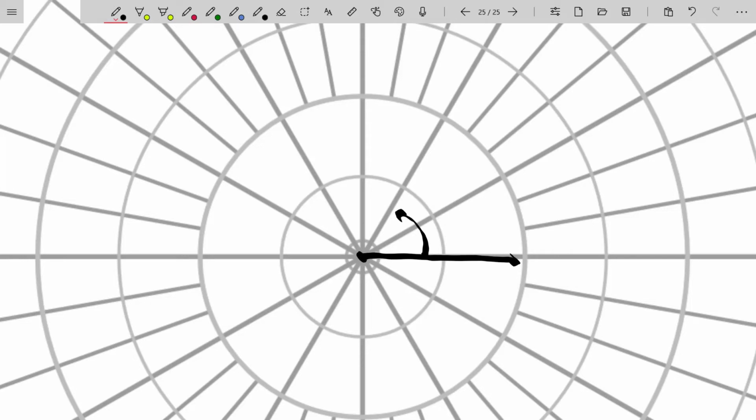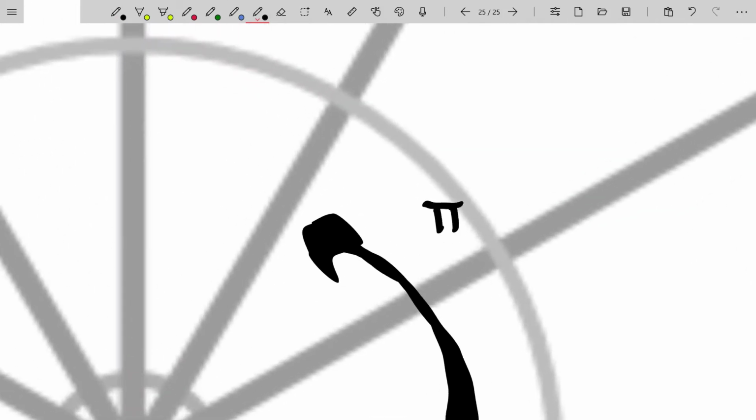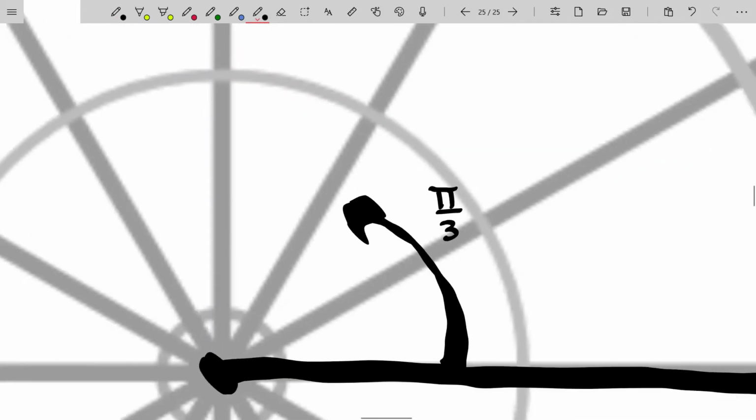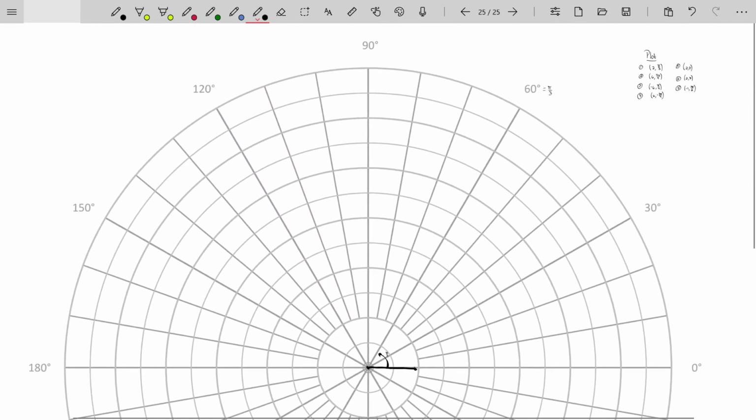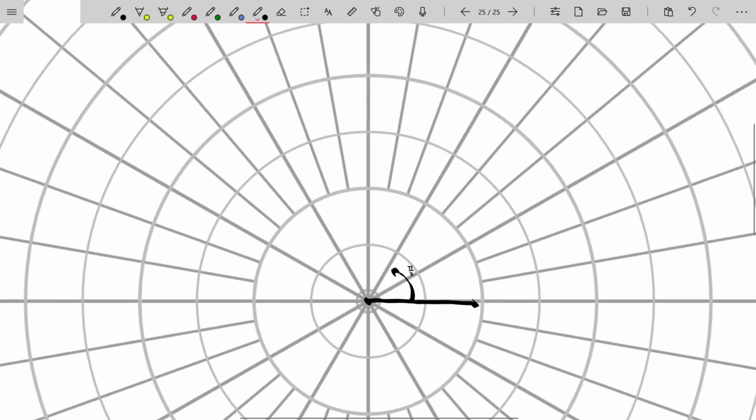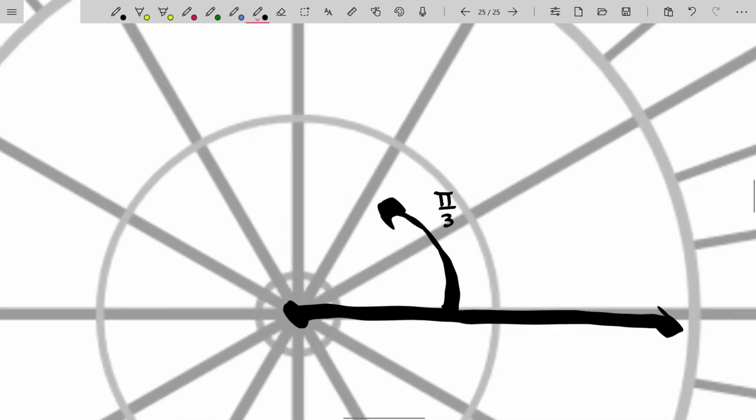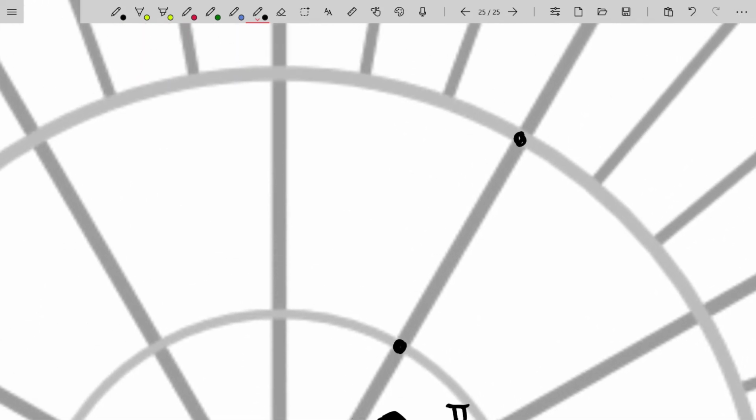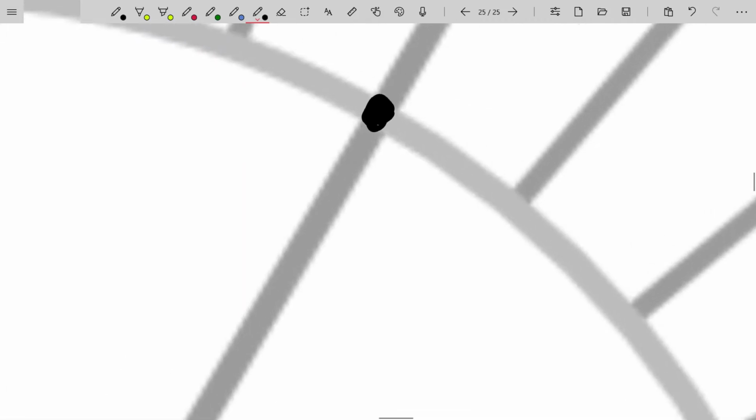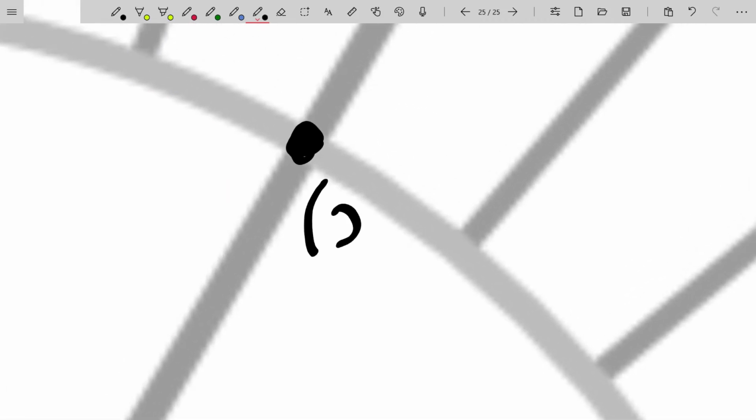Sorry, I'm using a different ink here because the resolution of this screen is crazy high. So pi over 3 right there. And then once I'm facing that direction, I will step forward 2 units. In this case, the units are these concentric circles. So there's step 1 and step size of 2. So this point right here is the point (2, pi over 3) in the polar coordinate system.